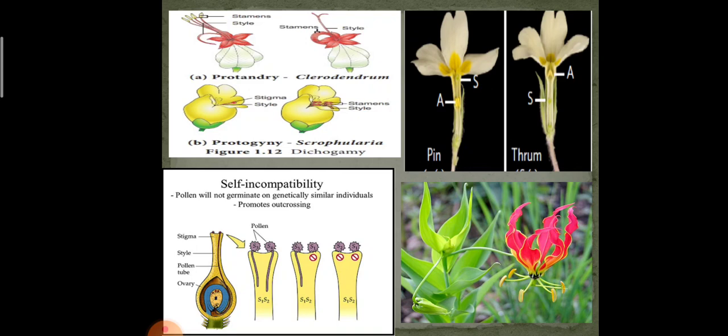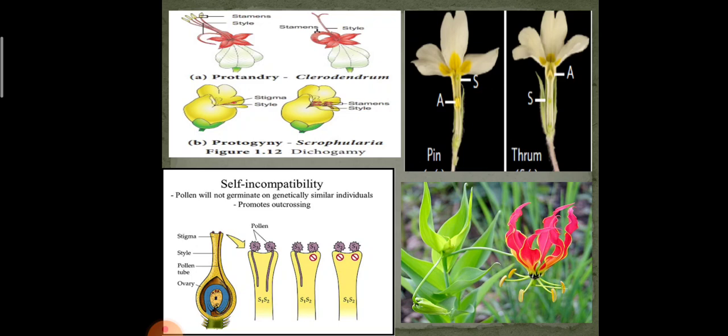Protoandry means development of the male gamete, or formation of pollen grain, first, then the gynoecium. Protogyny means formation of the gynoecium first, then pollen grain. Protoandry we can observe in salvia, rose, sunflower; protogyny in plantago, gloriosa, mirabilis. Because of the dichogamy condition, ultimately only cross pollination takes place in that flower.